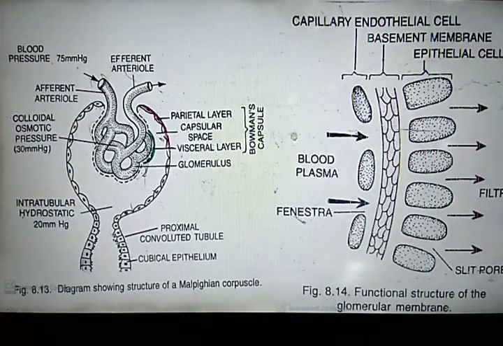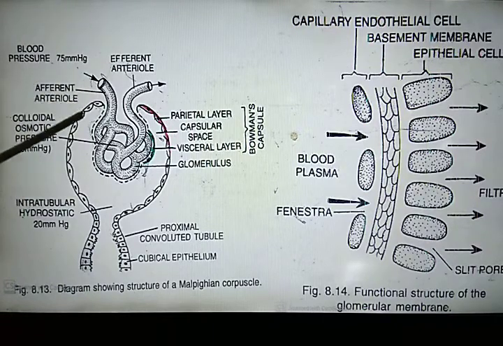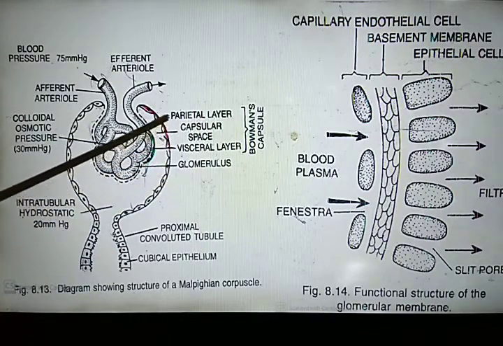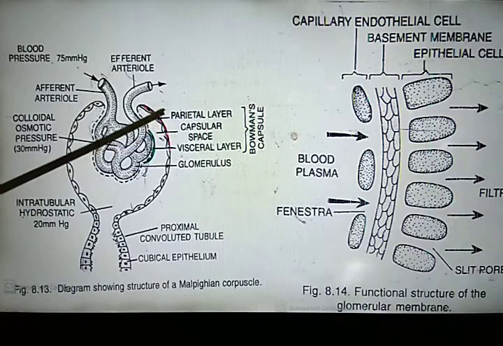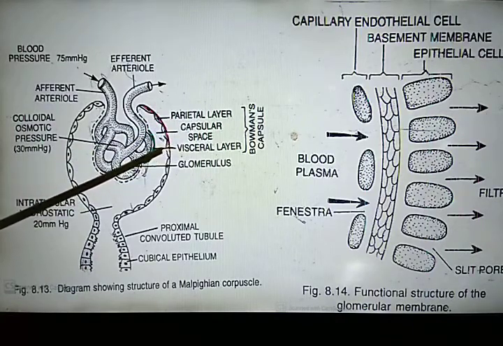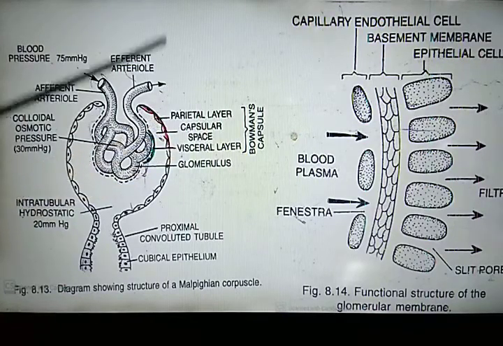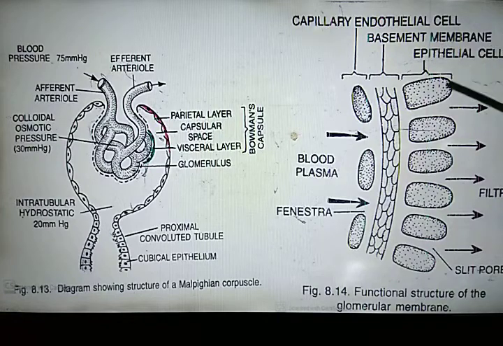Let's study in detail about the structure of the Malpighian body or Malpighian corpuscle. Bowman's capsule is a double layered cup-like structure. Its outer layer is known as the parietal layer, and its inner layer, which is in contact with the glomerulus, is known as the visceral layer. This is the visceral layer of Bowman's capsule.